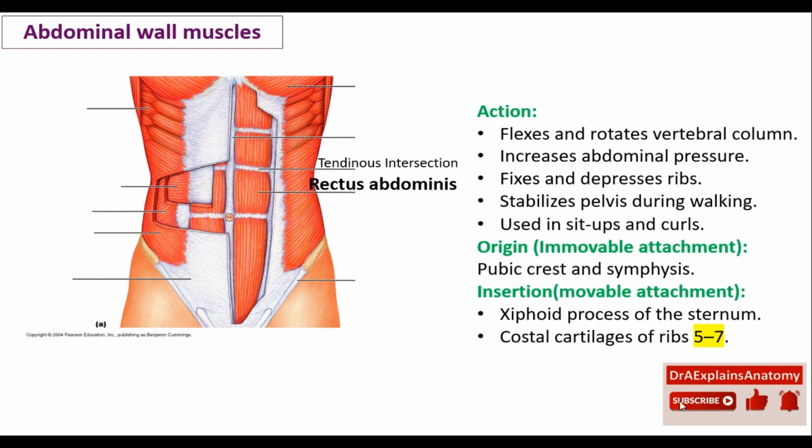The origin of the rectus abdominis muscle is the pubic crest and the symphysis, whereas it is inserted in the xiphoid process of the sternum and the costal cartilages of the ribs 5 through 7. So it is inserted in the inferior aspect of the thorax, and it originates from the inferior aspect of the abdomen.